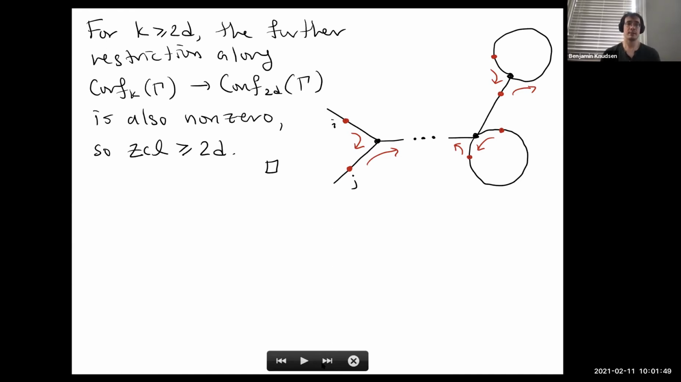Well, and then that was for the configuration space of 2D points in the graph. If I have more than 2D points, then I can just use coordinate projections to get rid of all but 2D of them. And it's not hard to show that the further restriction of zeta lambda 1, zeta lambda 2 along this coordinate projection is also non-zero. And so that tells you that for any D that is less than or equal to the number of essential vertices of the graph, the zero divisor cup length is greater than or equal to 2D. Okay. And that's what we wanted to show, because I can set D equal to M of gamma, and then the lower and upper bound agree.